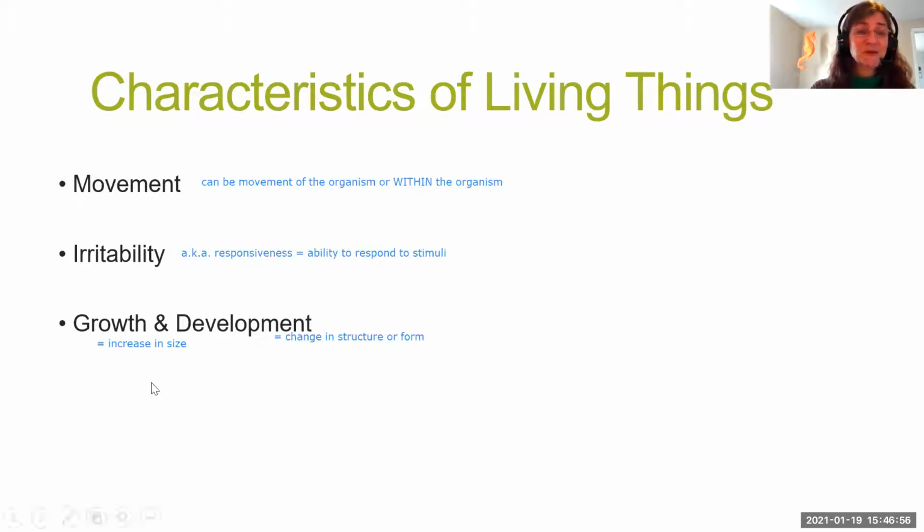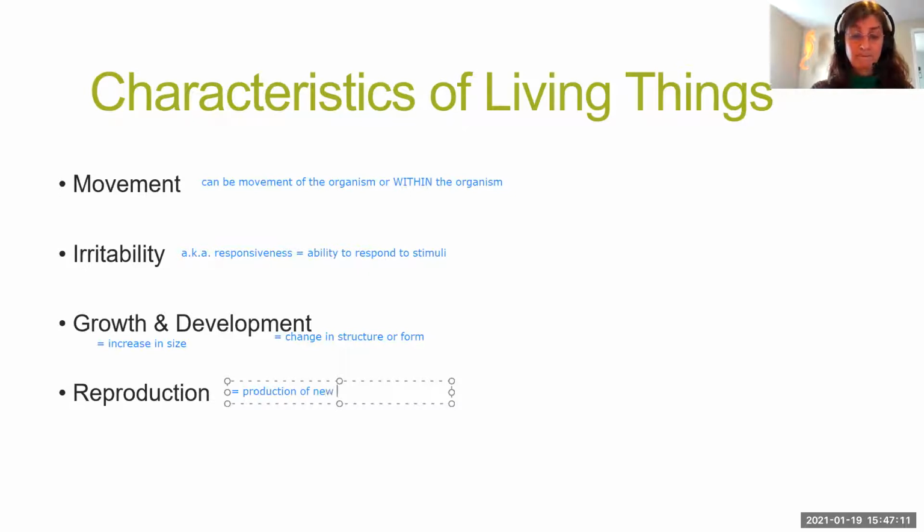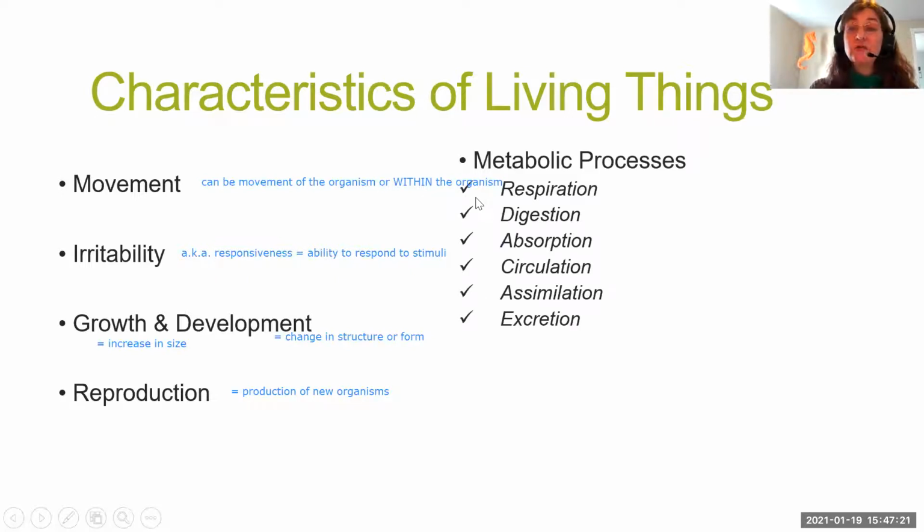So, all right, what else do we have? Reproduction. All living things, according to their natural state, have some ability for production of new organisms. Okay, so it can create more of itself, more of its kind. Metabolic processes happen in all living things. And I've got a whole list here, a whole list of different things.